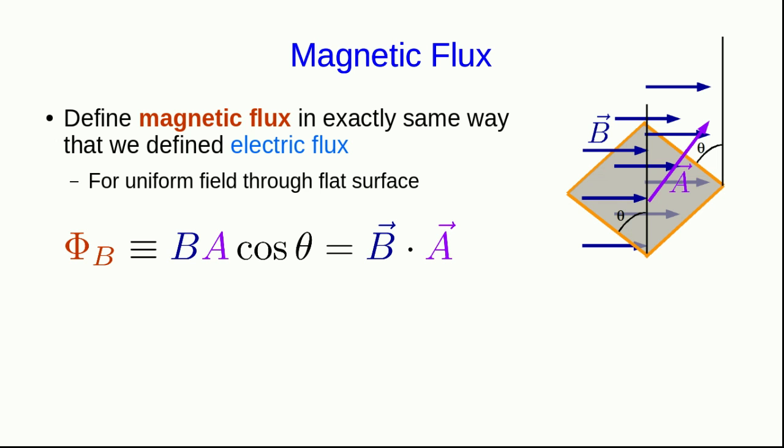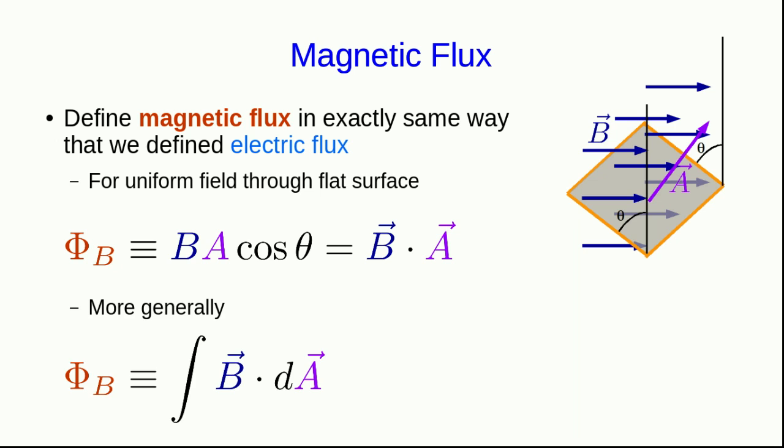So, like electric flux, if we have a uniform field through a flat surface, then we can easily define the flux simply as a dot product of the magnetic field vector with the area vector, where that area vector is a constructed vector that is the size, the magnitude of the area of the flat surface, and is directed perpendicular to the flat surface. But more generally, if we're dealing with a curved surface and or a varying magnetic field, then we have to integrate over the surface in order to find the flux.